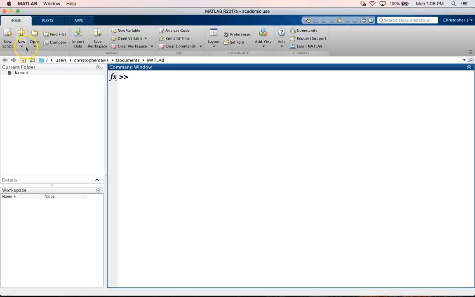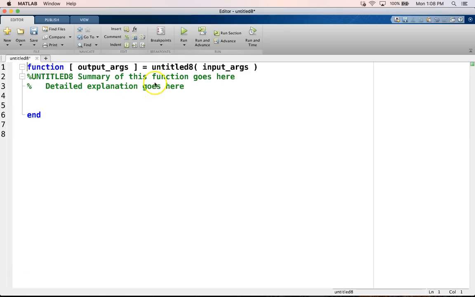Let's implement the bisect method in MATLAB. So I'm going to write a new function. I'm going to call it bisect, and it's going to take 4 inputs. So we can tell from that that this is a little more complicated than what we've worked with before. So I'm going to call them f, x negative, x positive, and ERR.